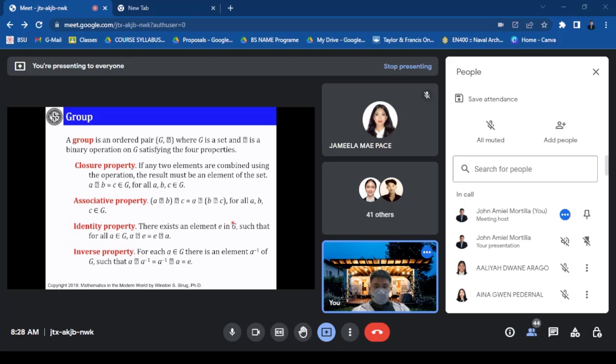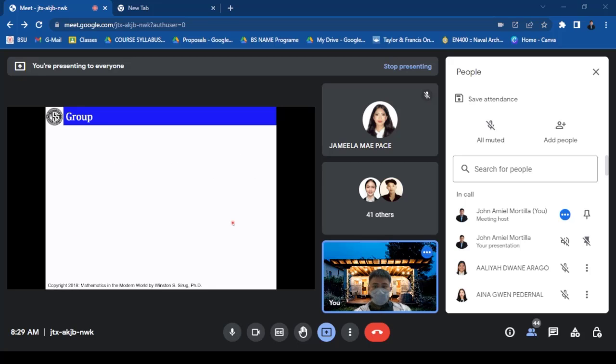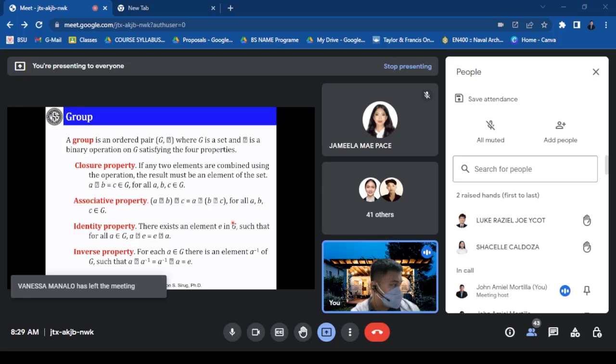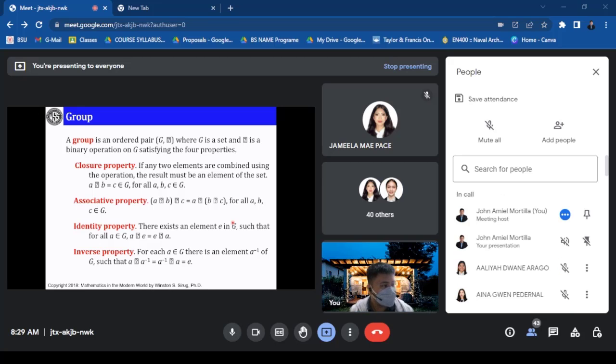So, for a group, we have four properties: the closure property, associative property, identity property, and inverse property. Please read closure property. Closure property: if any two elements are combined using the operation, the result must be an element of the set.